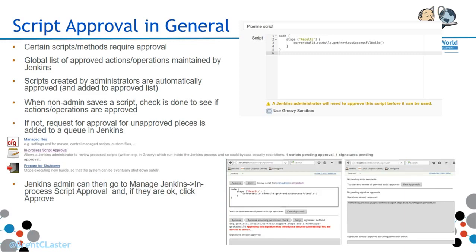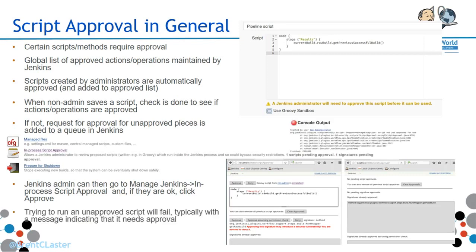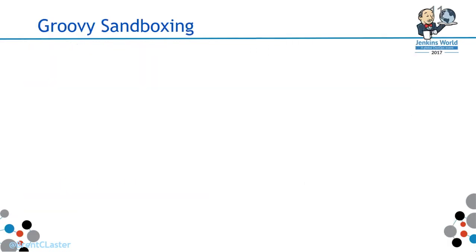So this can happen with shared libraries as well. If you have a shared library that you've written, or you try to make a call that it shouldn't be making, that has to be approved, same sort of thing. It's going to fail. It's going to say you have to have this approved. Then the admin has to go in and actually approve it. It'll add it to the queue. Trying to run an unapproved script is going to fail, typically with a message in the console output that indicates that it needs approval. I know it's a little bit hard to read on the screen.